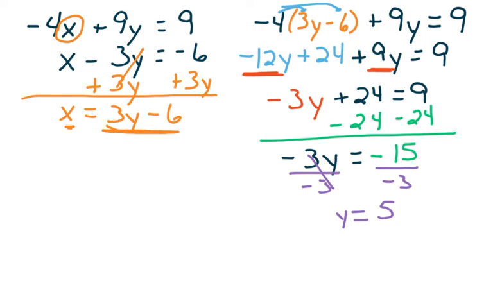Again, I'm not done yet. I just found out what y is equal to. Now I can go back into this equation where I've x already solved for, and I can replace the y with 5 and solve for x. So again, it's that same equation of x is equal to 3y minus 6, but I'm taking the y out and I'm replacing it with the value that we just solved for. Now I can simplify.